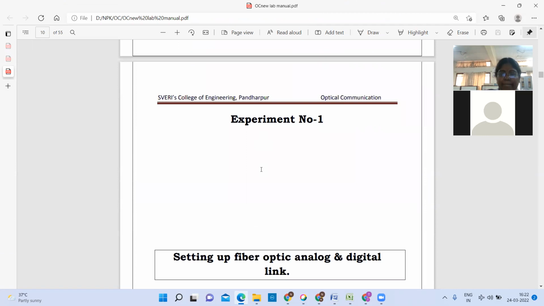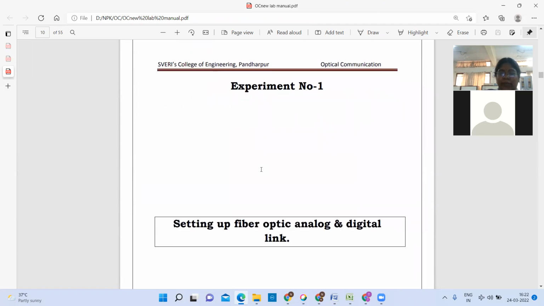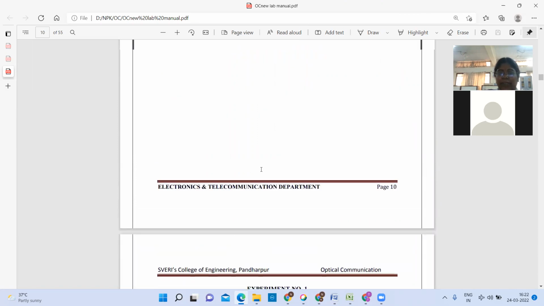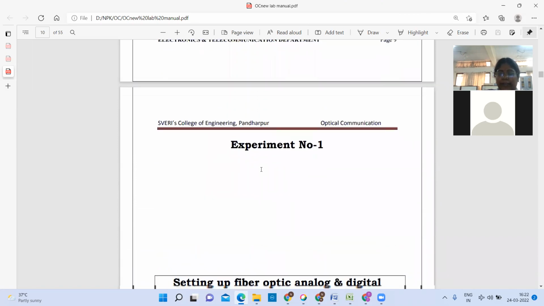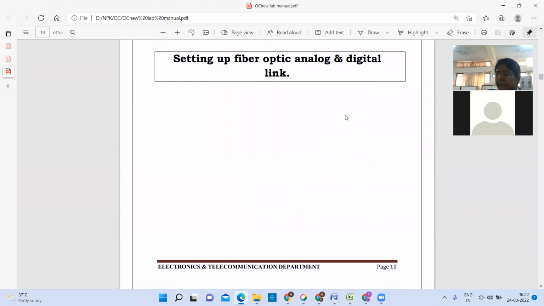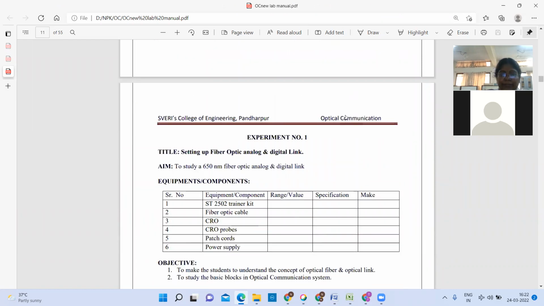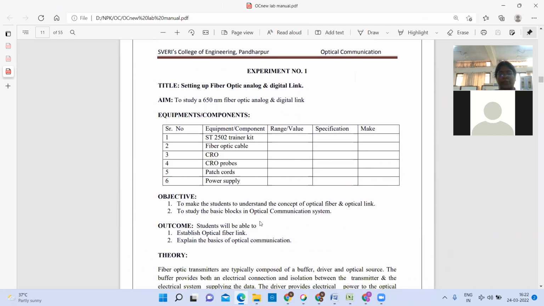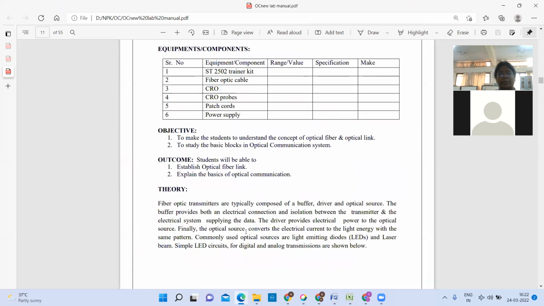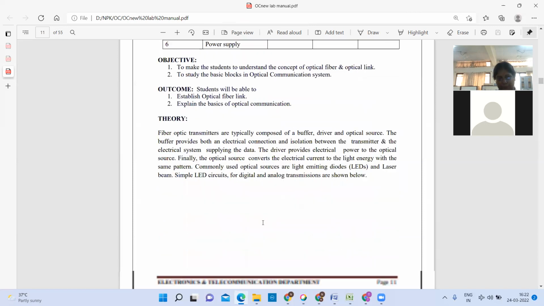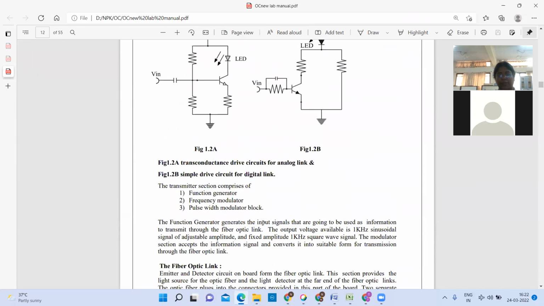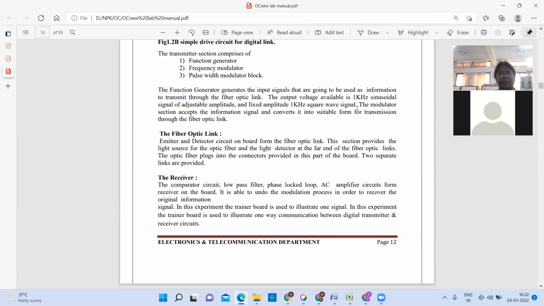Then here is the practical write-up given. First experiment, setting up fiber optic analog link and digital link. Then here are the title, aim, objective, outcome, theory. Then here is one diagram related to this practical. Then, fiber optic link means what?